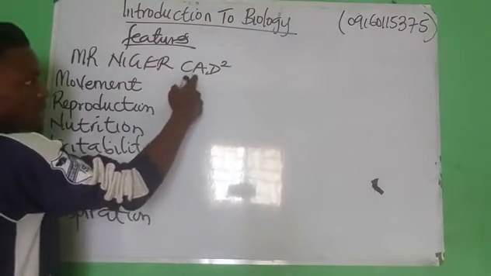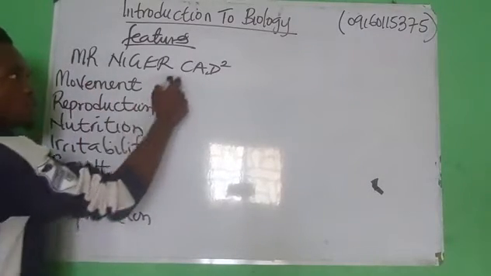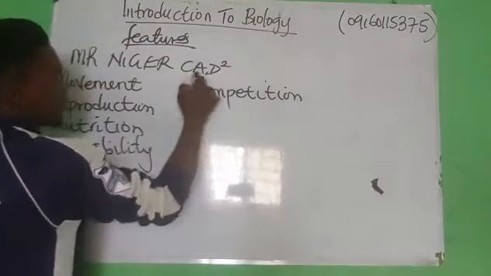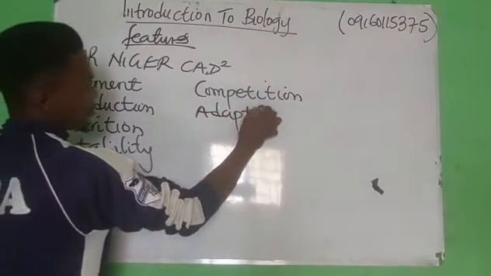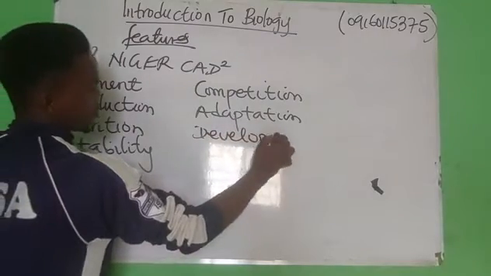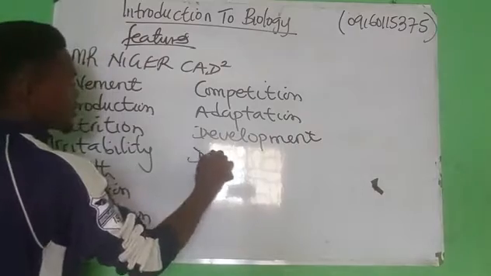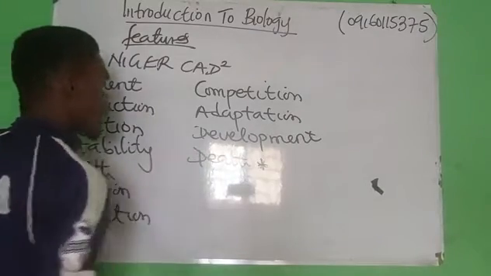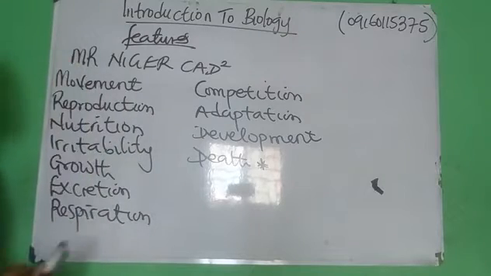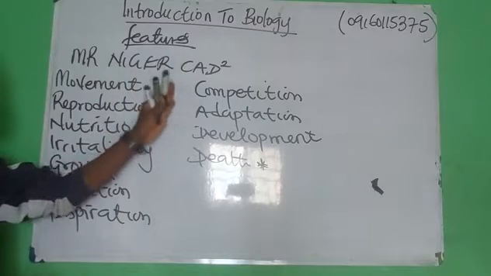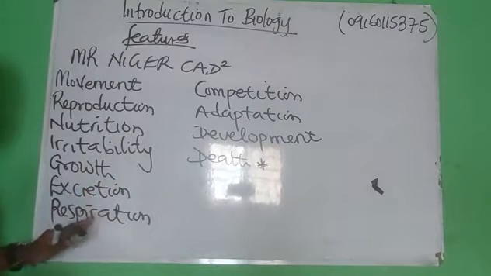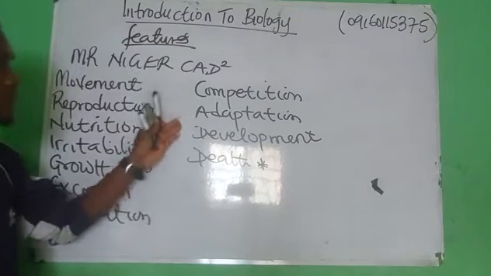This C and A that your secondary school teacher swallowed. The C stands for competition. A stands for adaptation. One of the D's stands for development. And the other D stands for what? Death. So this very one I shall not asterisk it. Now, so these are the features of living things. Mr. Ninja card. Movement, reproduction, nutrition, irritability, growth, excretion, respiration, competition, adaptation, development, and death.